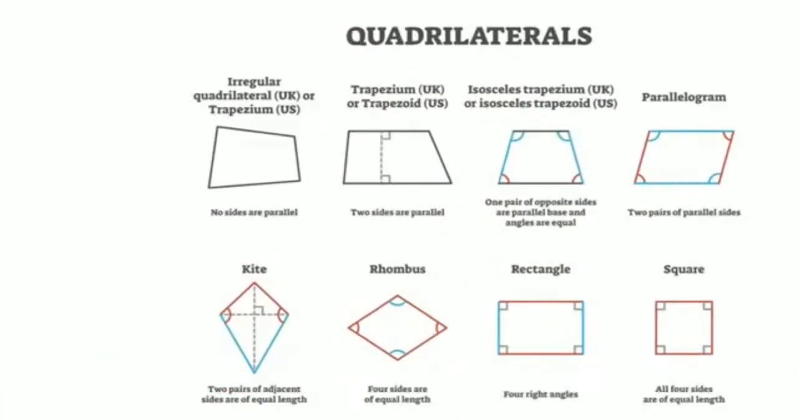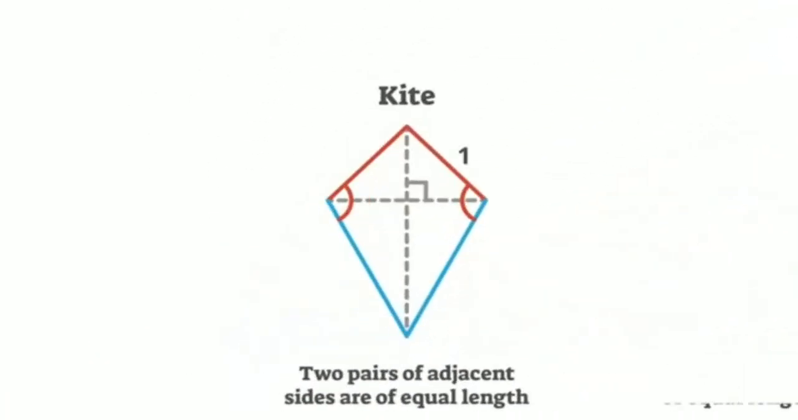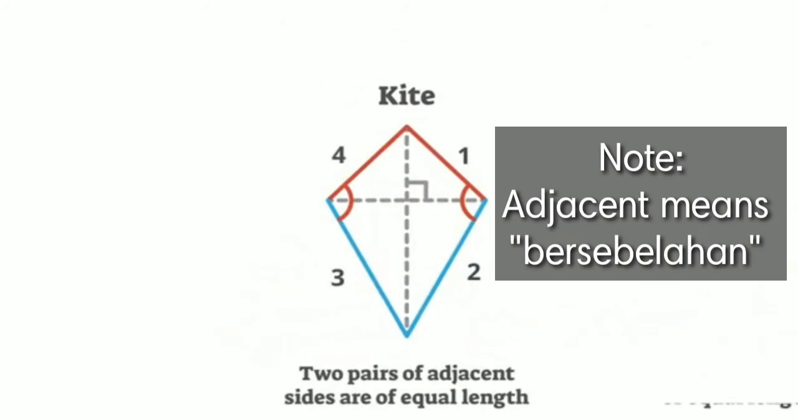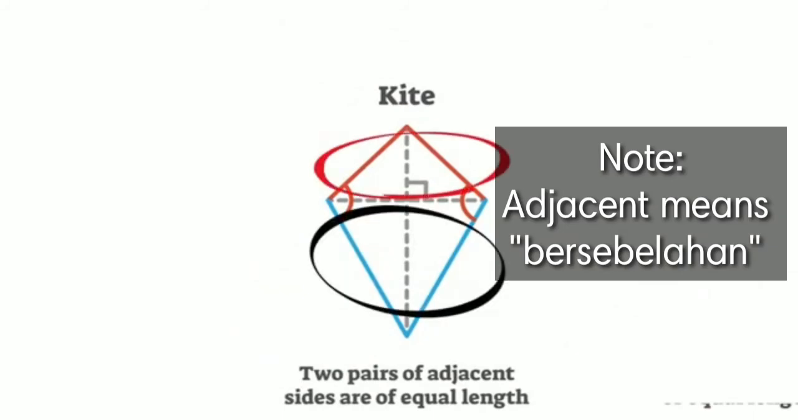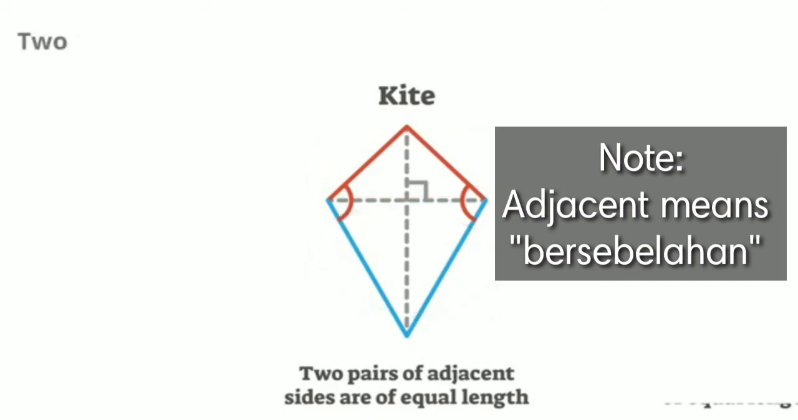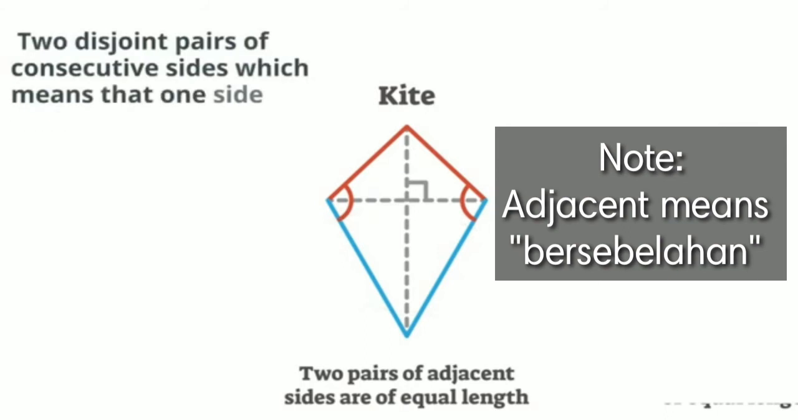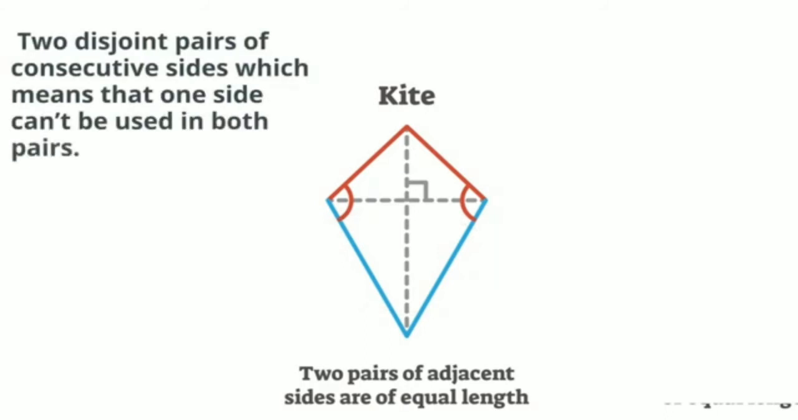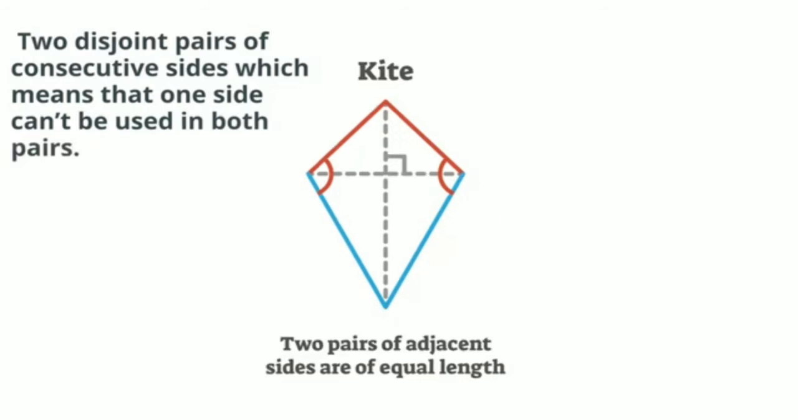A kite has four sides, therefore it is a quadrilateral. One of the first things you may notice is that there are two pairs of different length sides. A fancy word to describe this is that a kite has two disjoint pairs of consecutive sides. Disjoint pairs means that one side can't be used in both pairs. The sides of each pair are congruent. Sides A and B are congruent, and sides C and D are congruent.